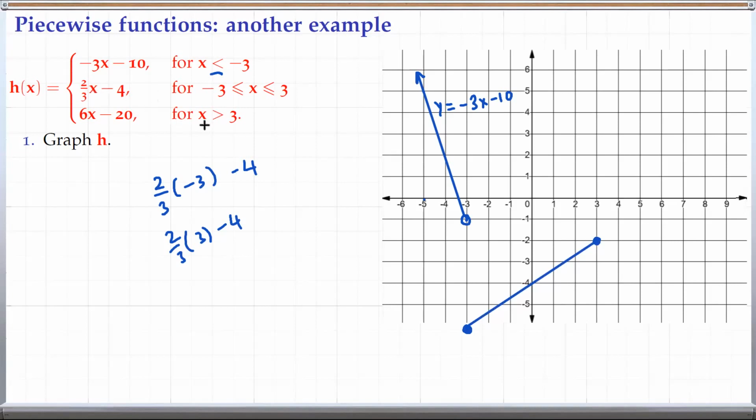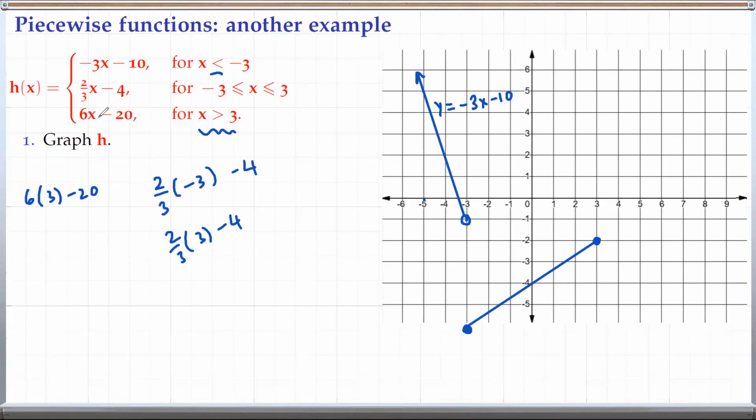The next part is for x greater than 3, strictly greater than 3. Again, we can try to figure out what y will be when x is 3. So here we have y equals 6x minus 20. So 6 times 3 minus 20, which is 18 minus 20, which is -2. So when x is 3, y is -2. It must go through this point.